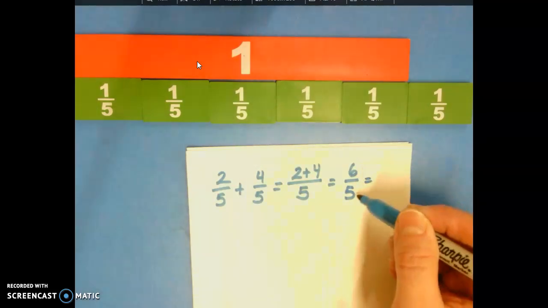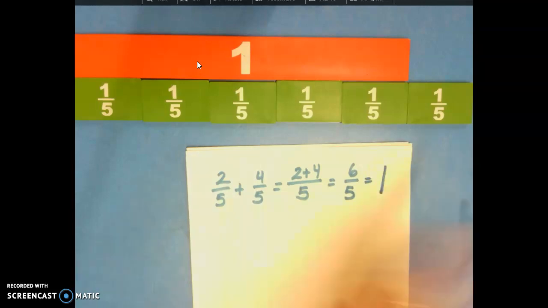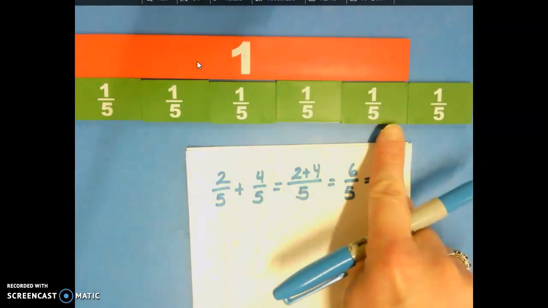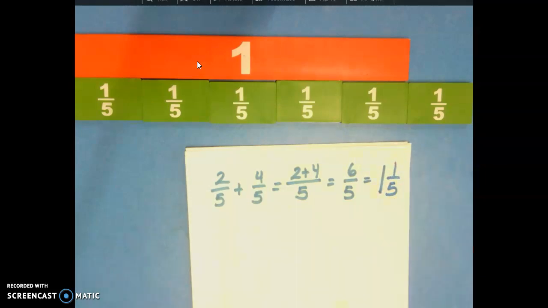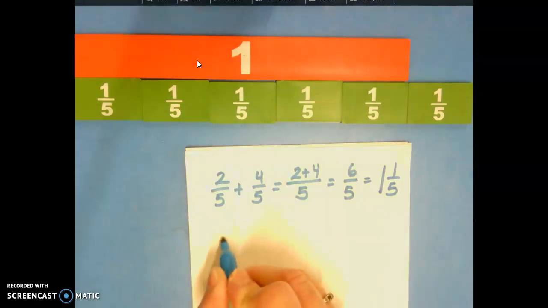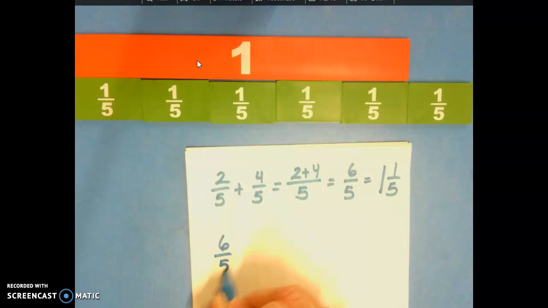6 divided by 5 is 1 whole. Do you see that 5/5 make 1? And I have 1/5 more. So 1 and 1/5 is the simplest form fraction. What if, just for fun, I have 6/5 take away 3/5? We can do that.